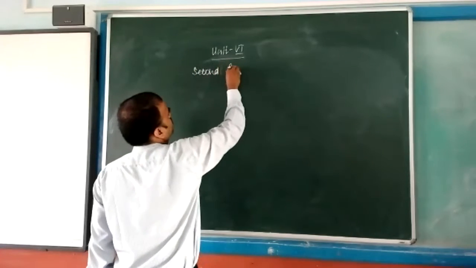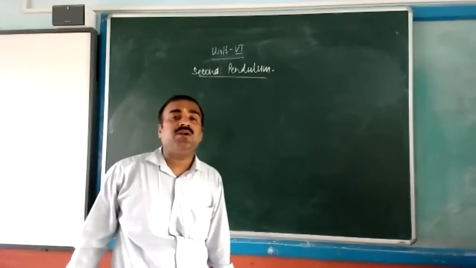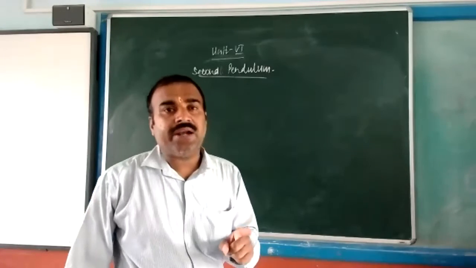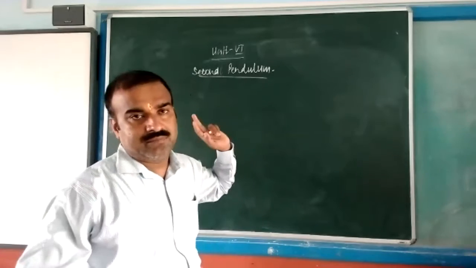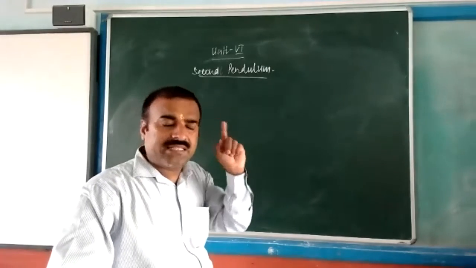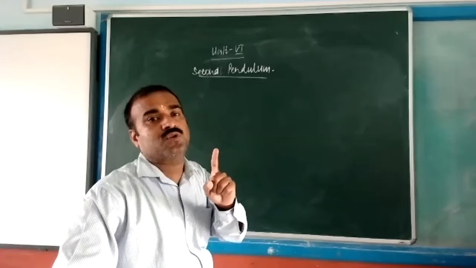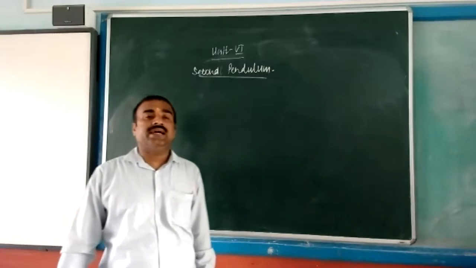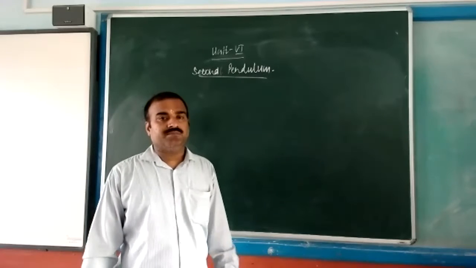Second pendulum. Any pendulum whose time period is 2 seconds is called a second pendulum. Write it anywhere, it's a one line definition. Any pendulum whose time period is 2 seconds is called a second pendulum.